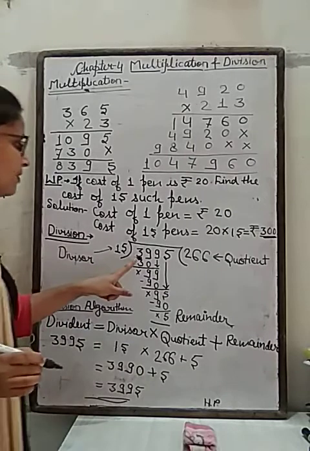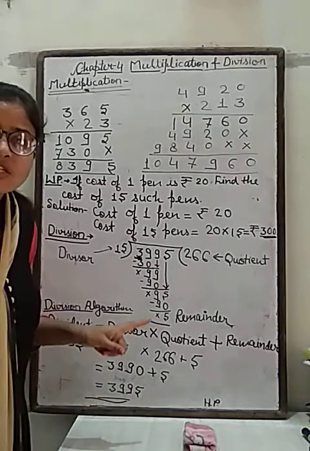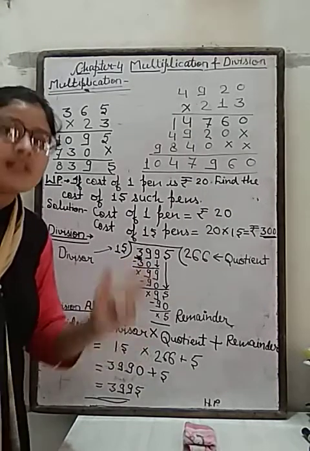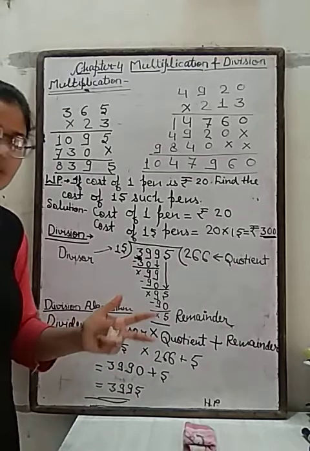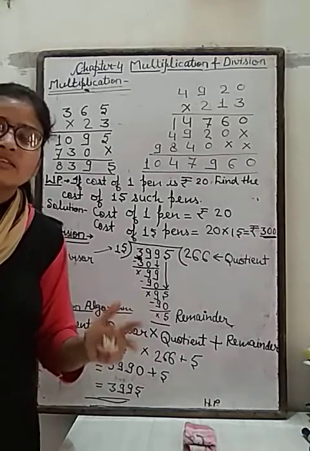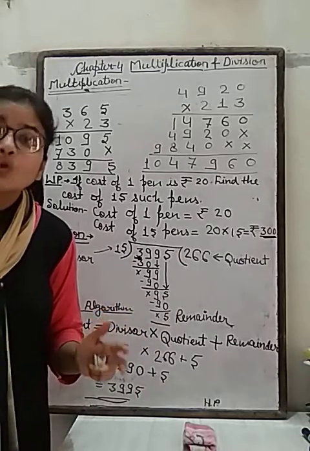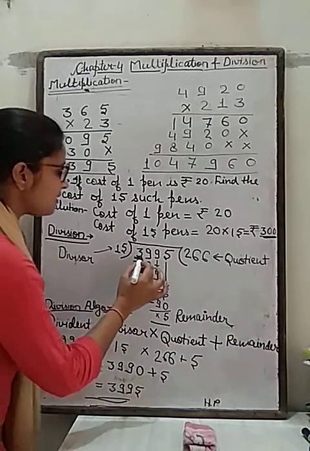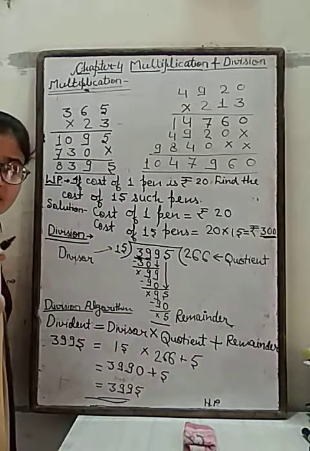क्या 15 का डिवाइड 3 में चला जाएगा? No, because 3 is less. If the first digit is less, then we will consider the first two digits. Then we will consider 39.